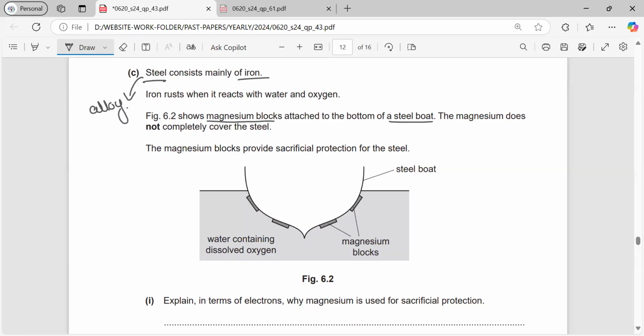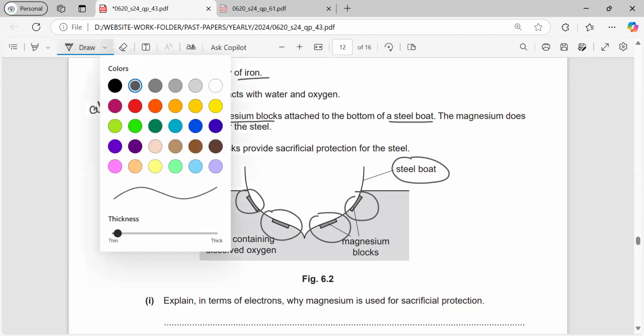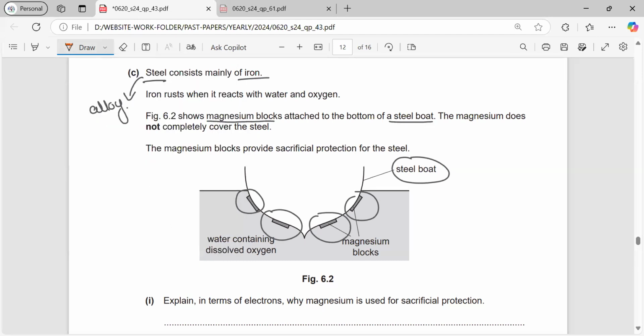Now, as you can see in the diagram, this is a steel boat and it has some magnesium blocks attached. So it is not completely covered with magnesium blocks, just a few blocks are attached somewhere. But these magnesium blocks protect steel from rusting.